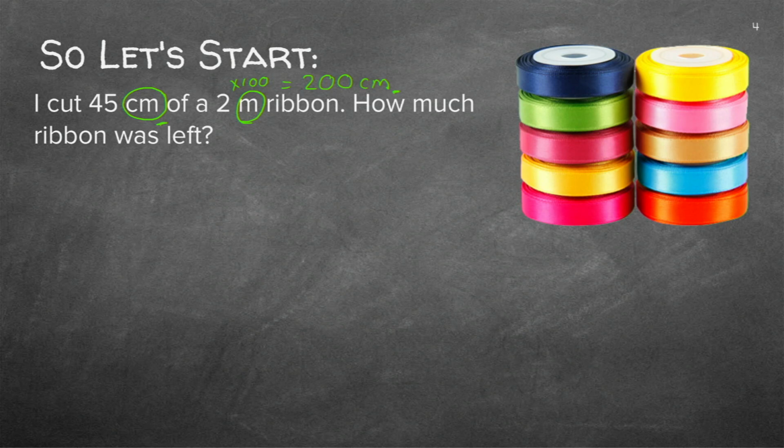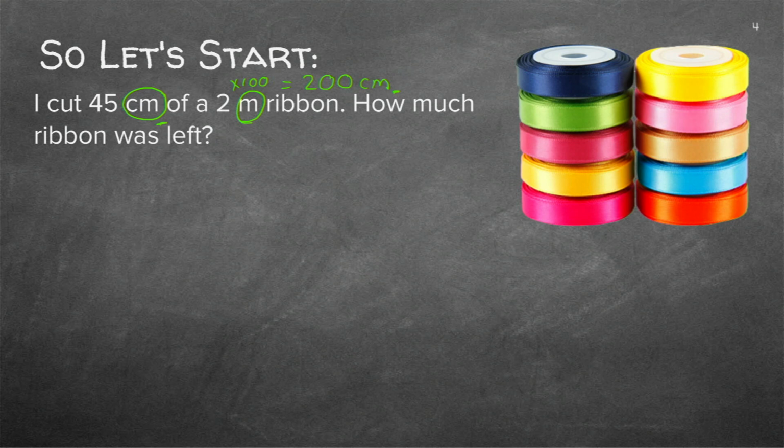How much ribbon was left? So I had something and I took a little bit. What calculation do you think we are going to use? If I took something, it got smaller or less. So that means I'm going to divide or I am going to subtract. In this case, I didn't divide anything. I just took something, so I'm going to subtract.